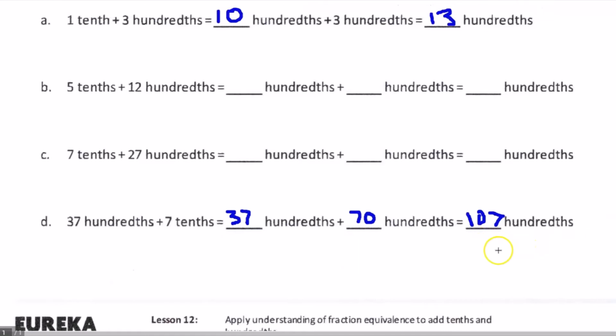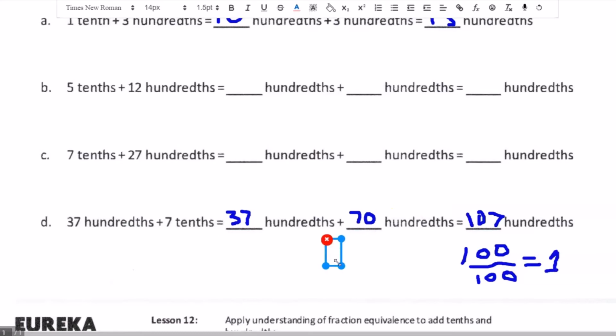Let me draw that for you. 100 over 100 is equal to 1, folks. So if I want to draw that as a decimal, I have 1 whole number plus 7 hundredths. Remember, the second place is the hundredths place. So as a decimal, that's actually 1.07. All right, let's move on to the next page.